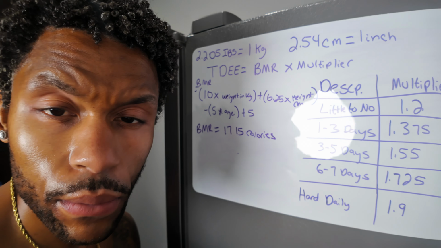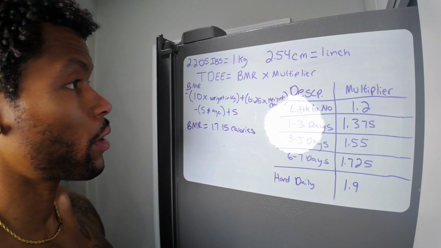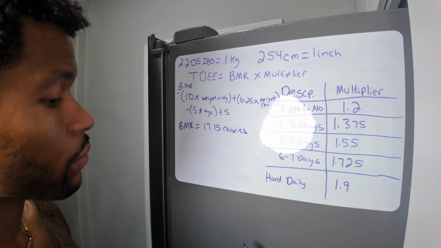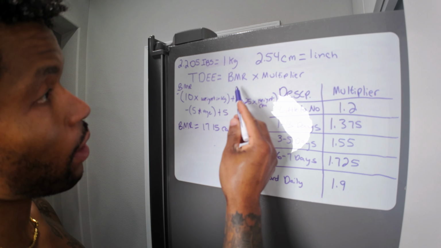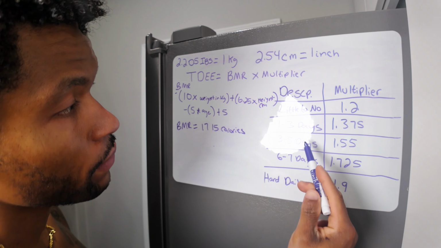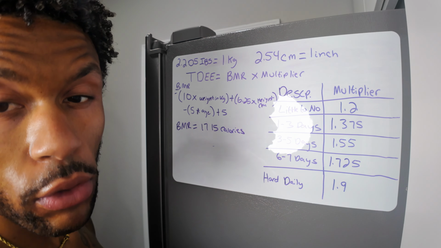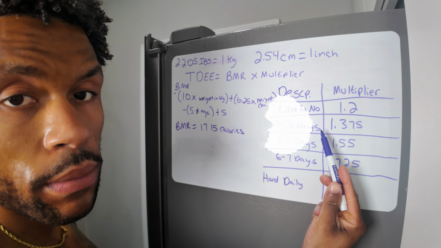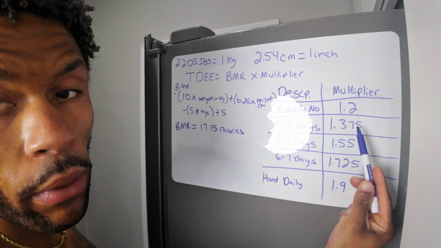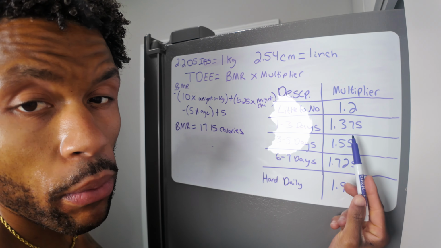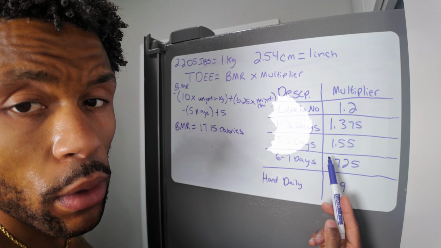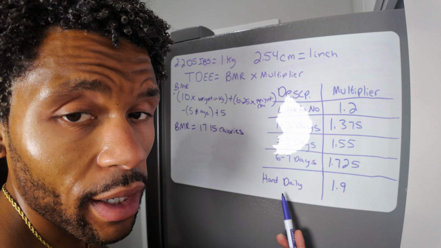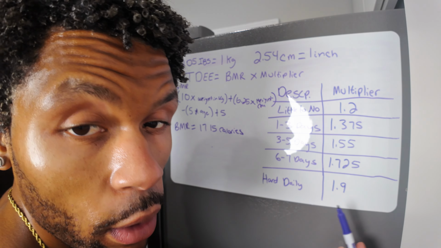The next thing I'm going to do is calculate my total daily energy expenditure. To do that, I need to multiply my BMR by a multiplier that fits any of these descriptions. Little to no exercise is a 1.2 multiplier. 1 to 3 days, 1.375 multiplier. 3 to 5 days, 1.55 multiplier. 6 to 7 days, 1.725. And if you do hard exercise daily, that's going to be a 1.9 multiplier.